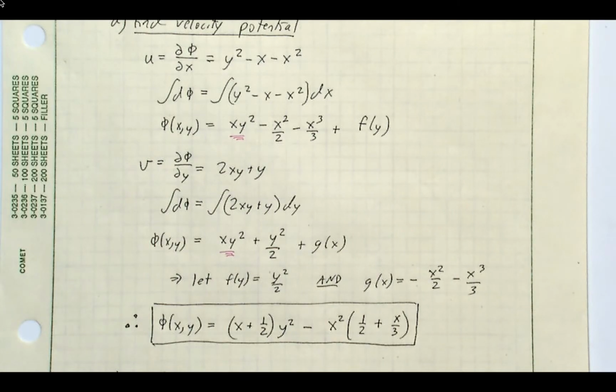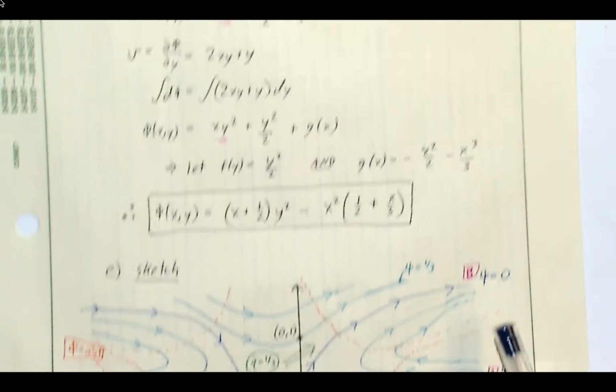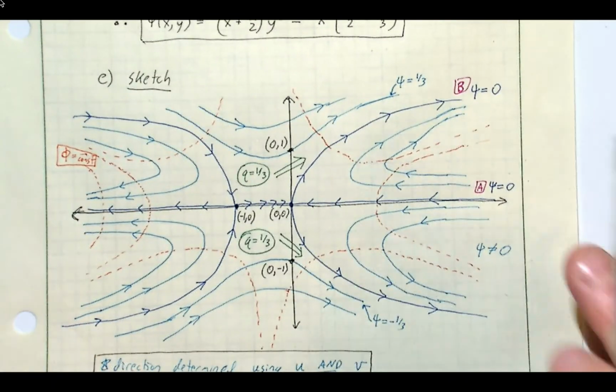Okay, at this point we now have a stream function and a velocity potential. We could go and plot this with some plotting software. That's what I would recommend, and I've done that, but I didn't print it out here. Instead, I just sketched out the results. And this is what the flow looks like. There's a lot going on here.